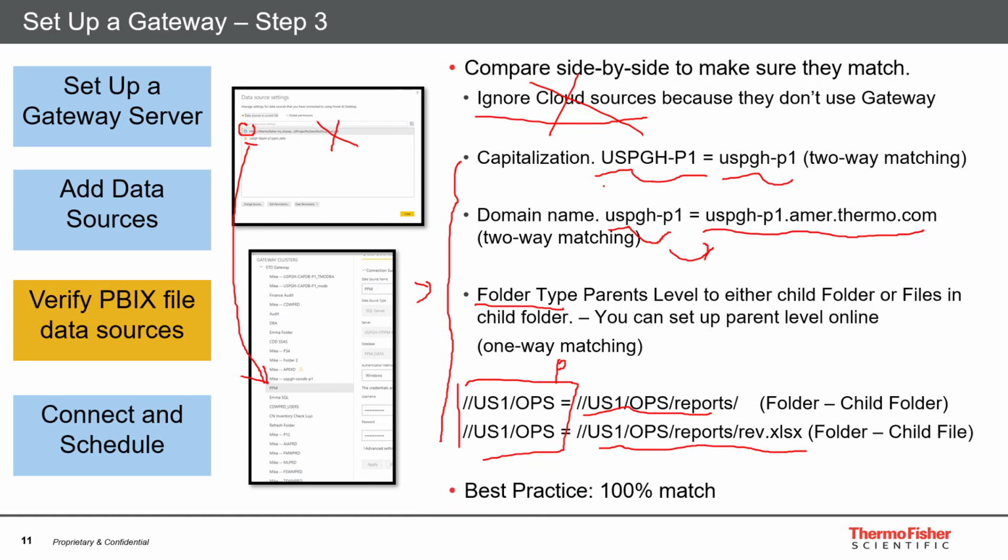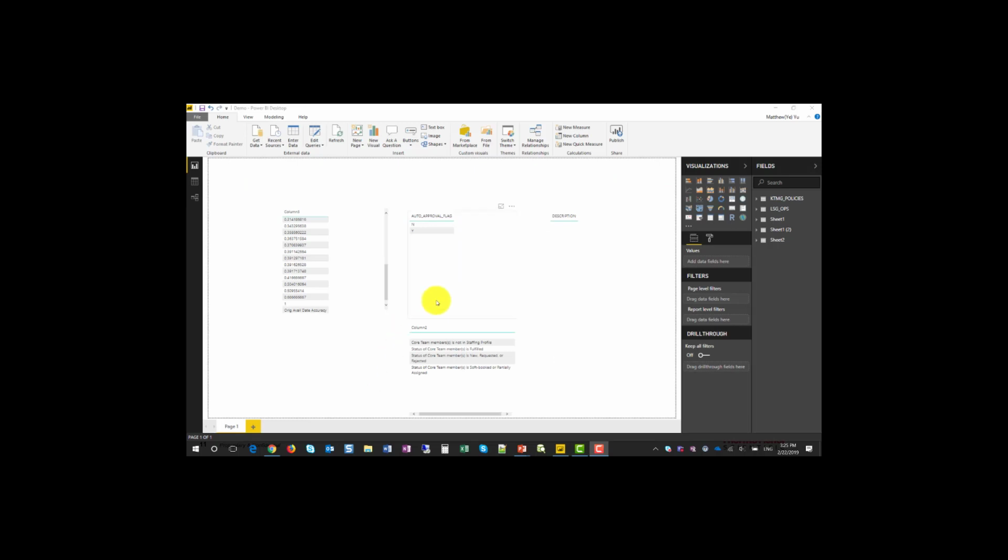So if it says capitalized USPGH, you also use capitalized USPGH. You want a 100% match in case the system sometimes can't recognize it. So let's get into one example of matching. Okay, here I open the demo PBIX file. Of course, this is not very beautiful, so it's for demoing purposes.